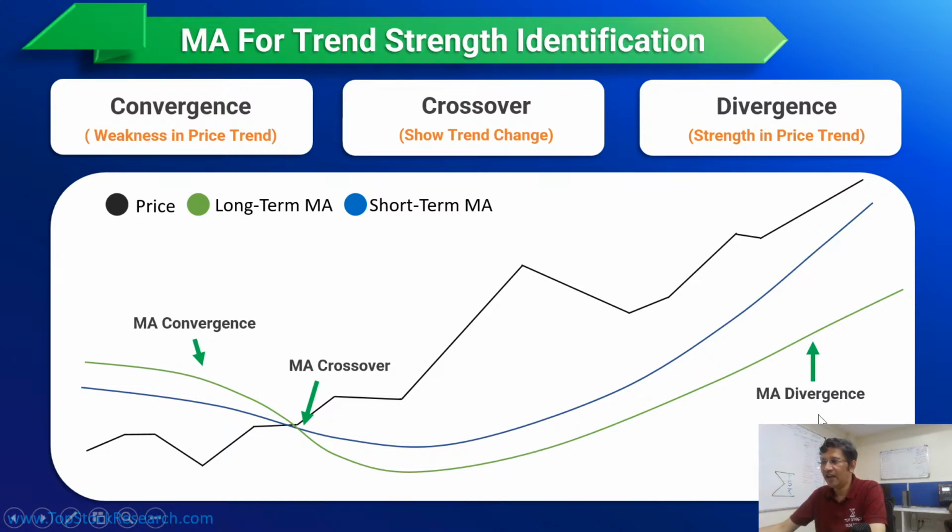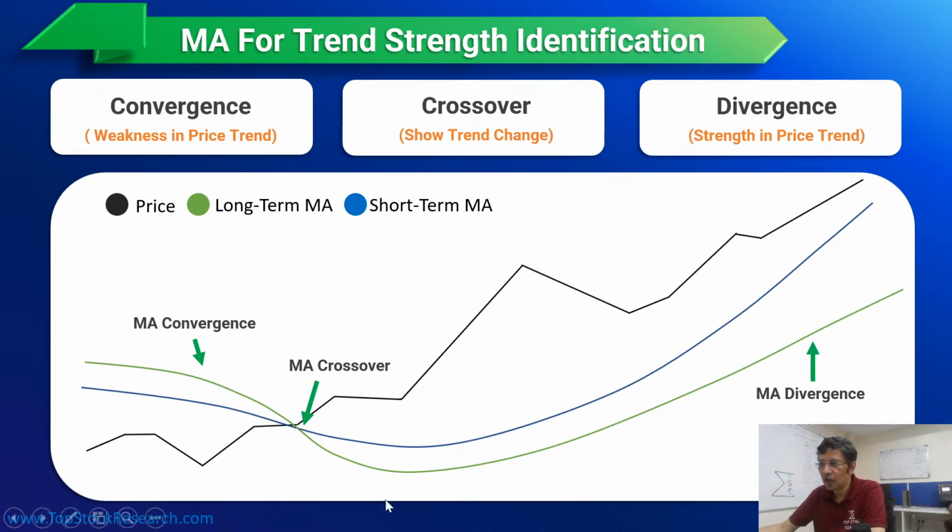This is where it is called divergence, right? Don't confuse it with convergence and divergence as MACD. MACD is a different indicator. Obviously, it is based on moving average, but that divergence and this divergence are different, right? What we are trying to explain to you, the concept is slightly different from MACD, right?